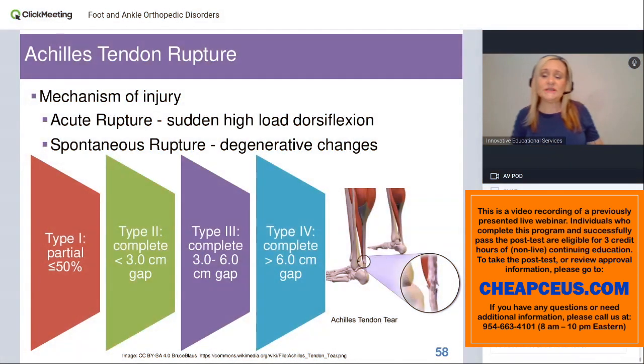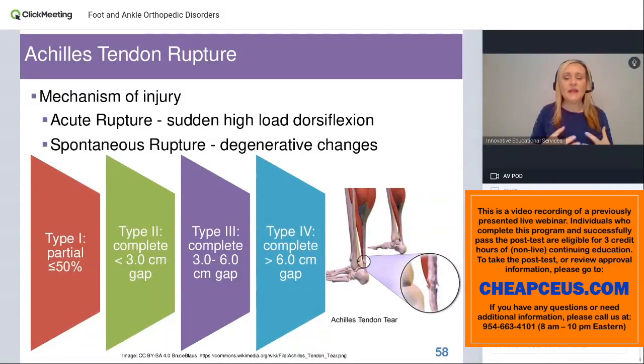Achilles rupture is a different condition. So this is where the tendon ruptures, and it's not a slice. It's more of a rope that's fraying. So this can occur for several different reasons. It can be high load dorsiflexion where they just feel that give way, like they got kicked in the back of the knee and it gave way.